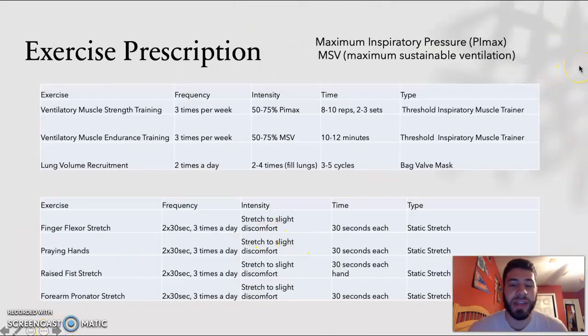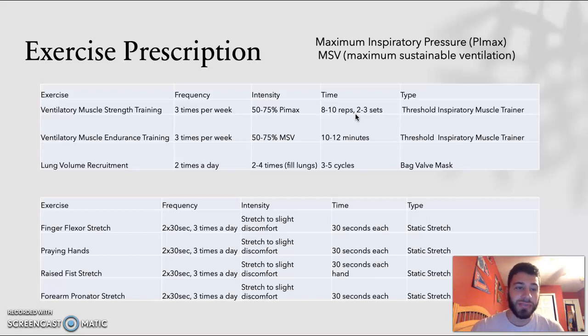Okay, the exercise prescription I came up with for this patient: we'll start with ventilatory muscle strength training. That was the first exercise. Frequency of 3 times per week with an intensity of 50 to 75% maximum inspiratory pressure. We wanted to do 8 to 10 reps for 2 to 3 sets, and the type is using a threshold inspiratory muscle trainer. The next was ventilatory muscle endurance training. We also did 3 times a week, at 50 to 75% maximum sustainable ventilation, for a time of 10 to 12 minutes. This was also using a threshold inspiratory muscle trainer.